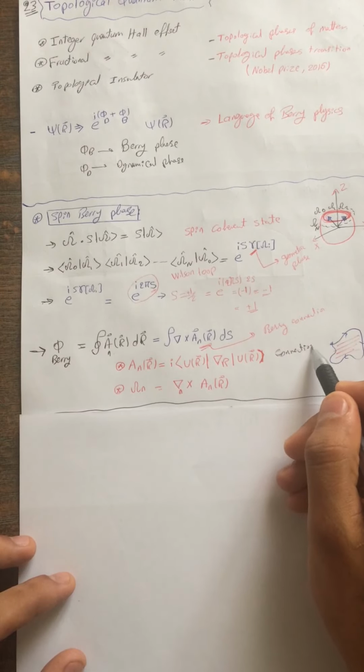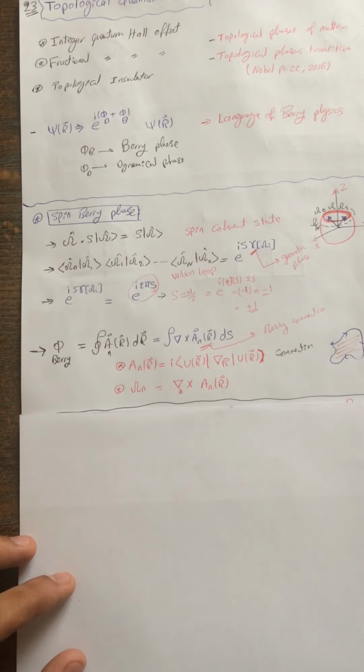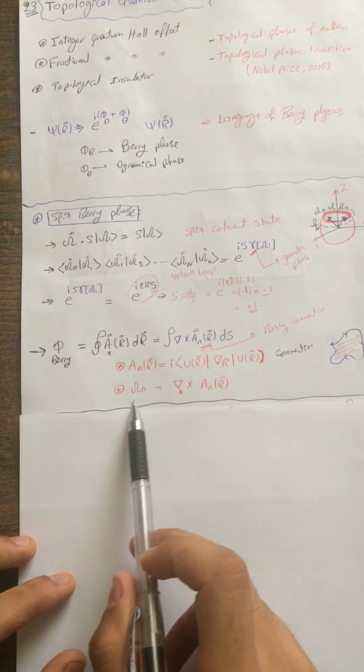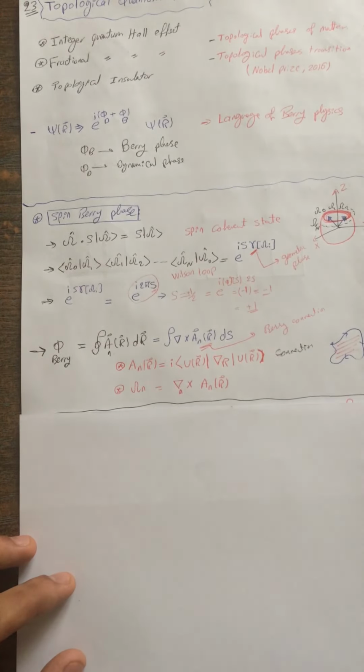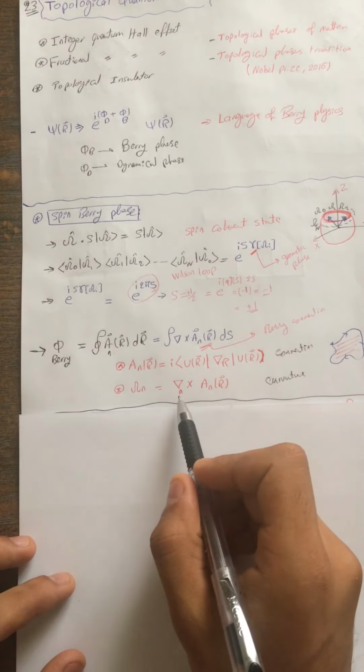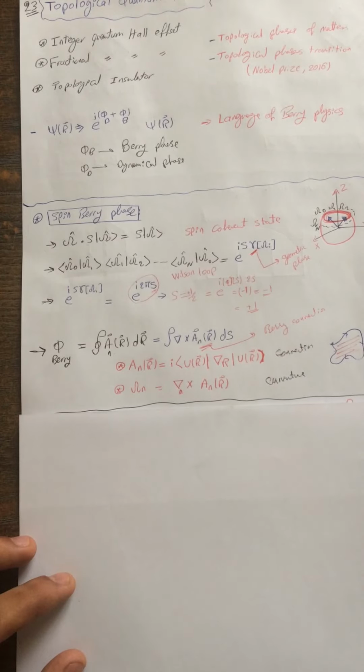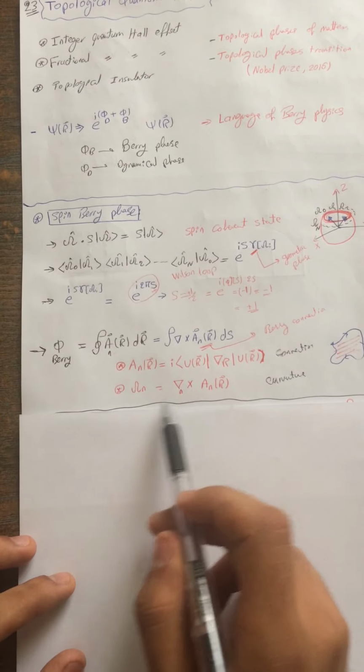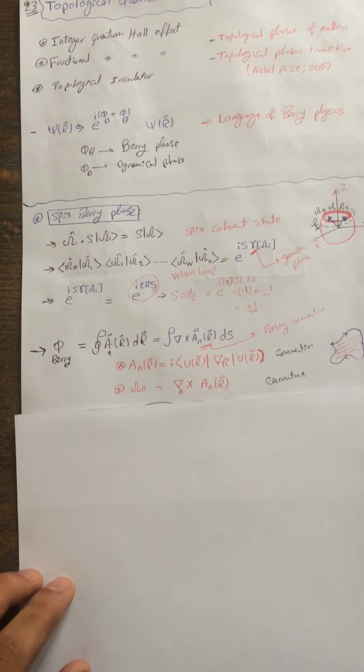This is the Berry connection, and as I said before, it is nothing else than the magnetic field. Actually, you take the curl of the Berry connection, and you reveal what we call the Berry curvature. This can be a multi-dimensional parameter space, any parameter space you wish, for this generalized curl that you take of the Berry connection.